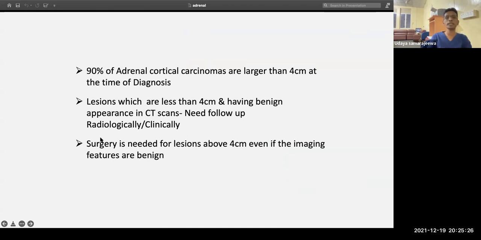The other important thing is that 90% of adrenal cortical carcinomas are larger than 4 centimeters at the time of diagnosis. And lesions which are less than 4 centimeters and have a benign appearance in CT scans, we will see what is the benign appearance that we are talking about, need follow-up. So a follow-up regime has to be initiated. And surgery is needed for lesions above 4 centimeters, even if the imaging features are benign, because I told you the risk of malignancy is 6%, and that is actually a significant number.